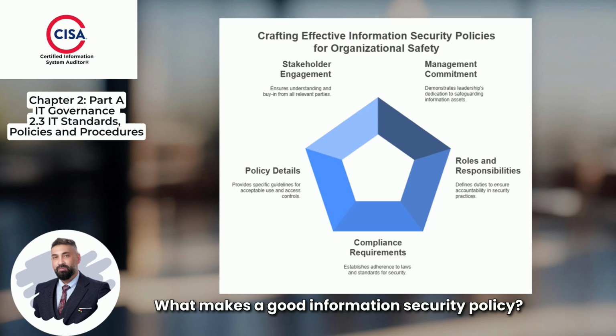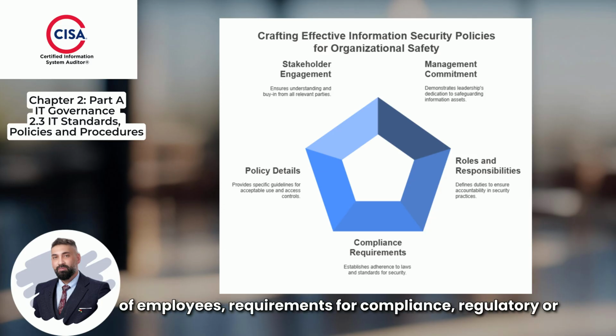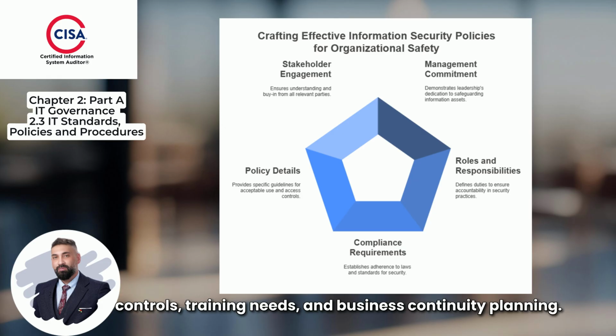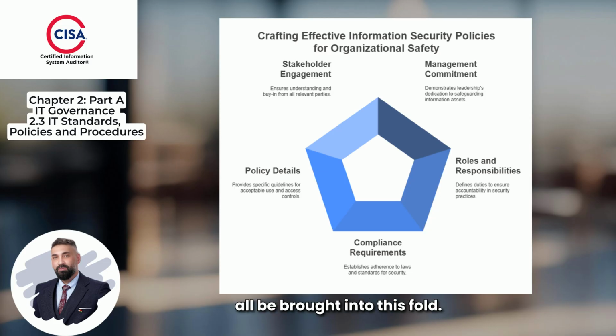What makes a good information security policy? It starts with clear intent, a commitment from management to safeguarding assets and aligning with key benchmarks like ISO IEC 27001. The policy outlines the roles and responsibilities of employees, requirements for compliance, regulatory or otherwise, and the penalties for violations. It also delves into details like acceptable use, what's okay, what's off limits, access controls, training needs, and business continuity planning. Employees, contractors, and third-party vendors must all be brought into this fold.